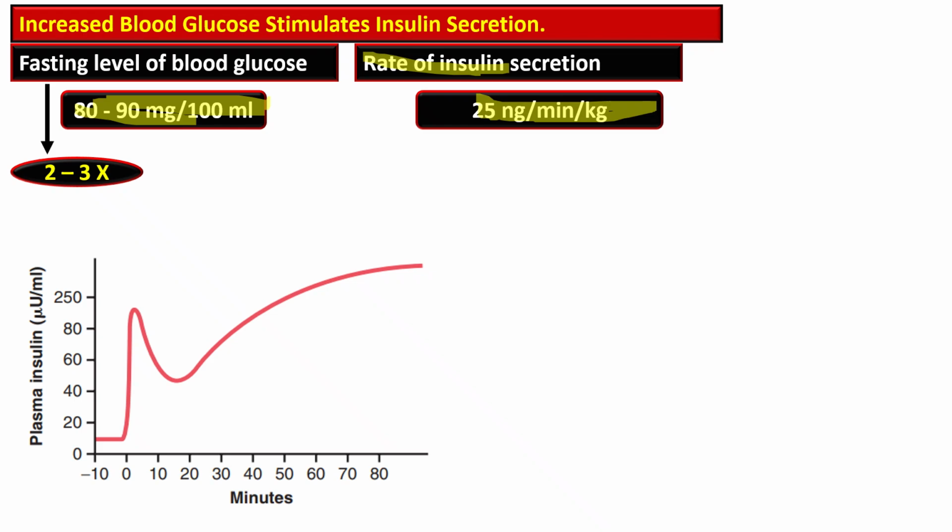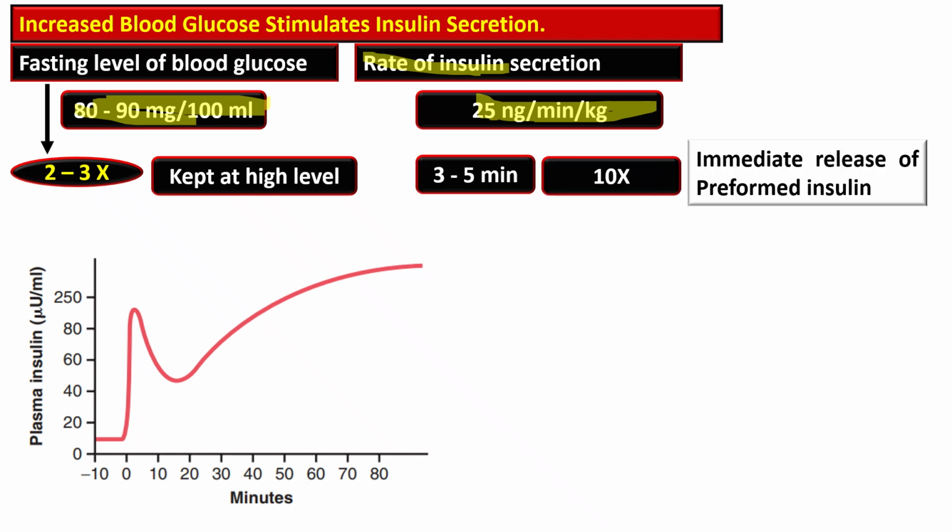Then there is the effect of a sudden rise in the blood glucose. When blood glucose level rises 2 to 3 times above normal, insulin secretion increases in two distinct phases. In phase 1, there is rapid release of insulin within 3 to 5 minutes, and plasma insulin increases almost tenfold within 3 to 5 minutes. So this is immediate release of preformed insulin.